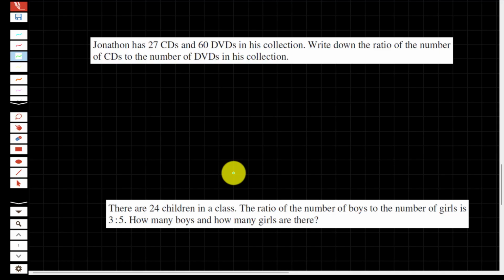In this question here we need to write down the ratio of the number of CDs to the number of DVDs. Firstly write down the labels, then put the numbers in, then we simplify left and right by dividing through by the same number left and right. In this case I divided through by 3. 27 divided by 3 is 9. 60 divided by 3 is 20. So we get 9 to 20, CDs to DVDs.